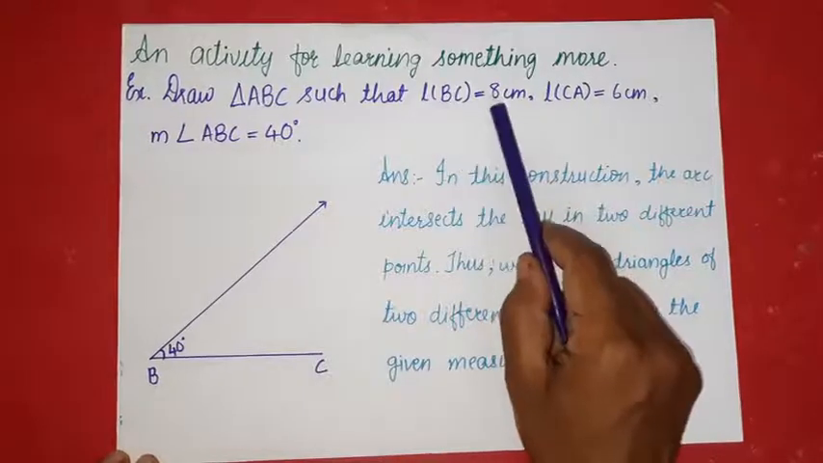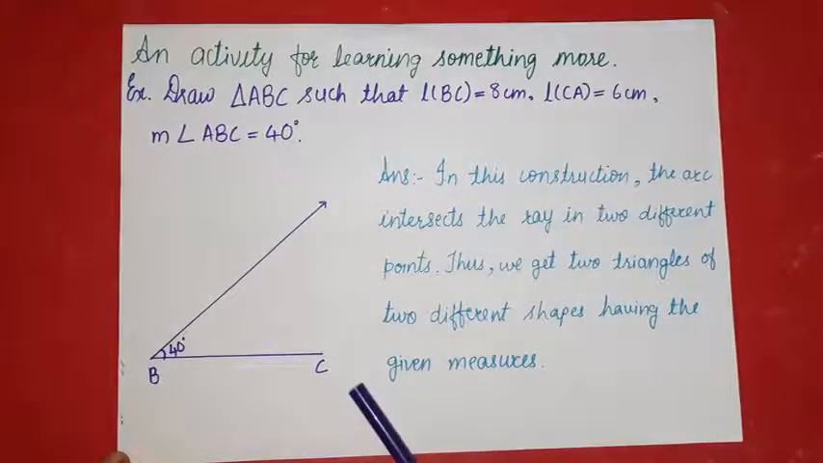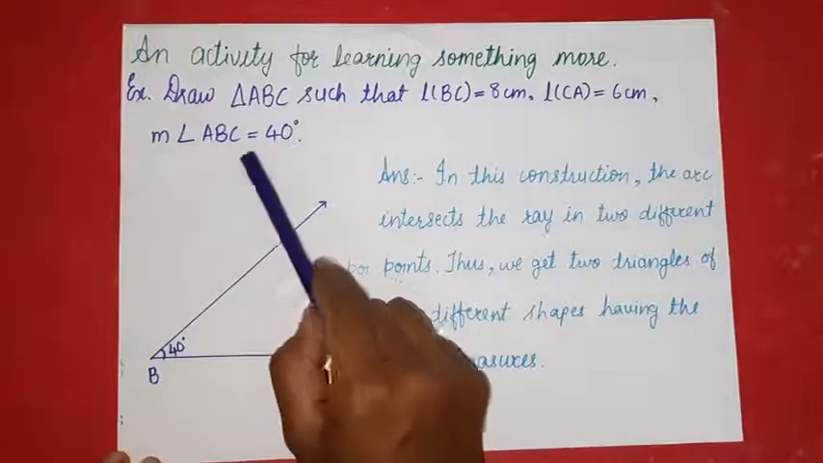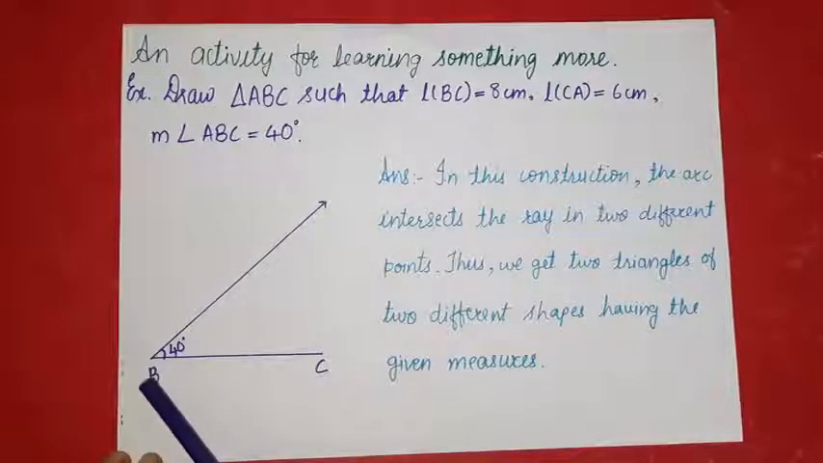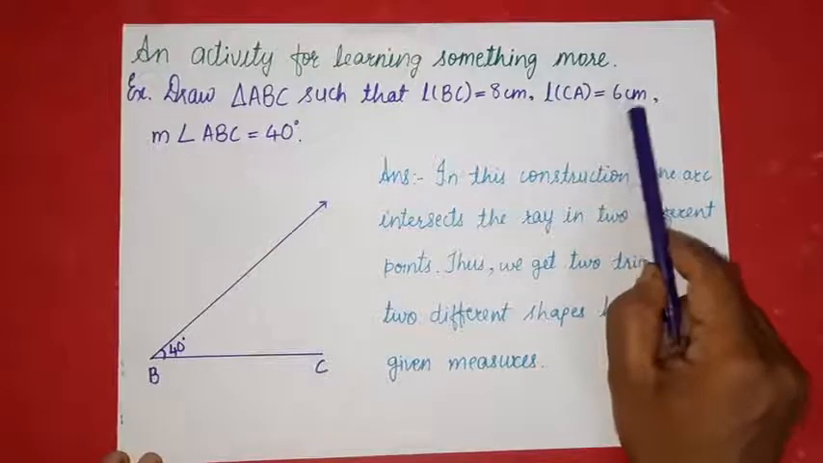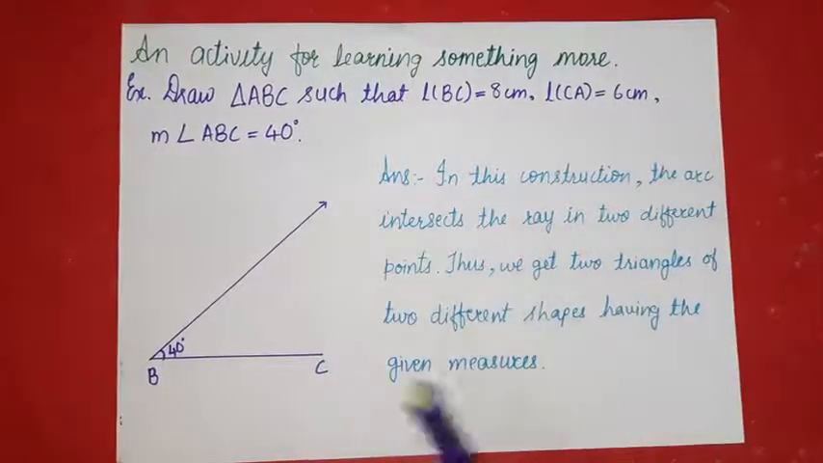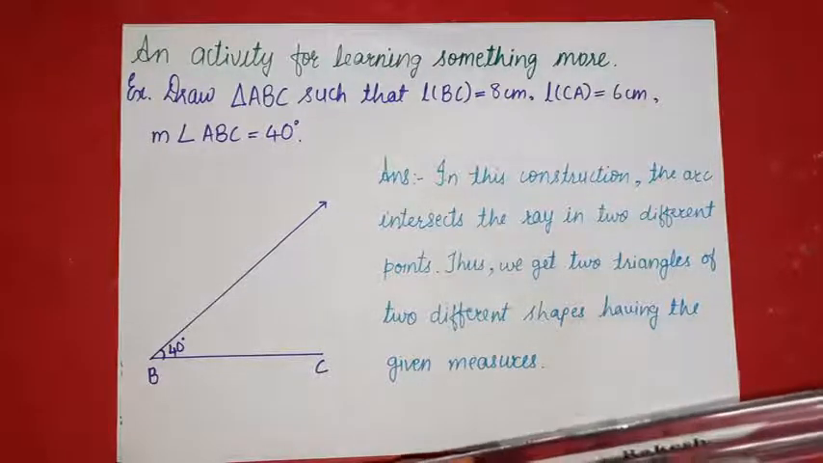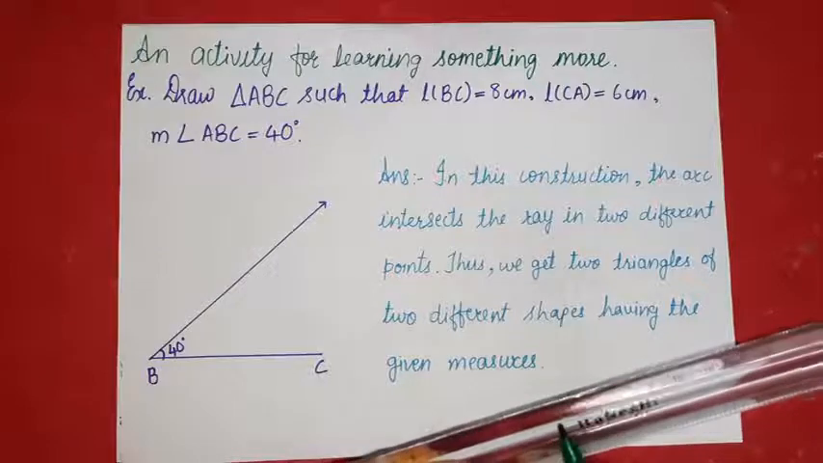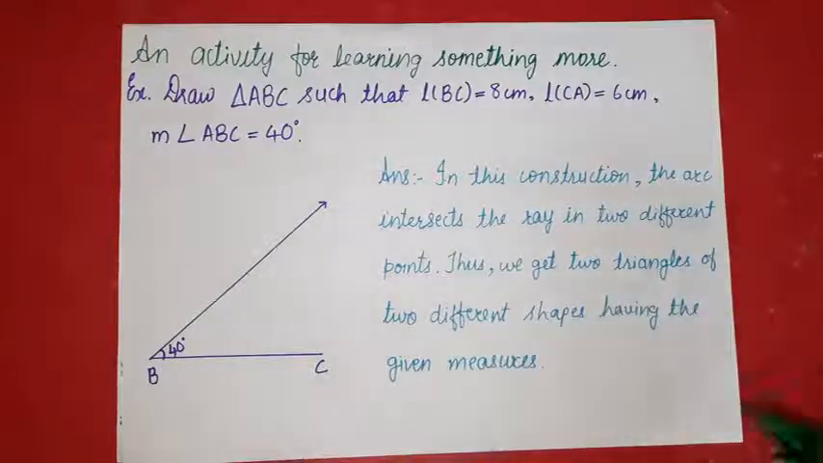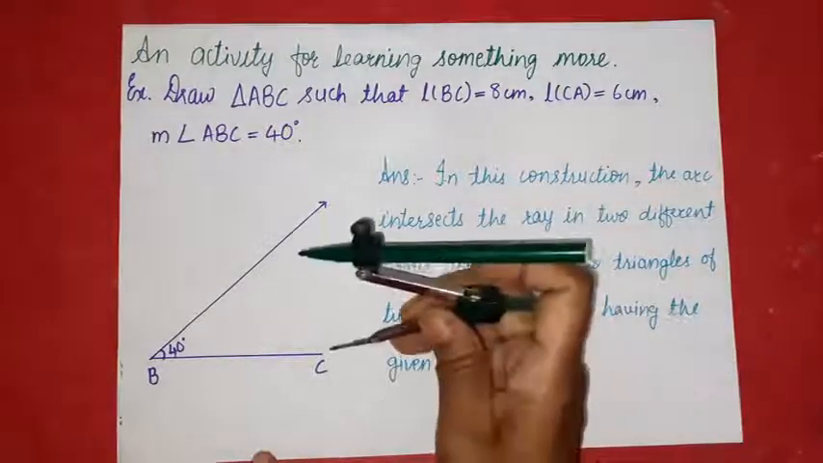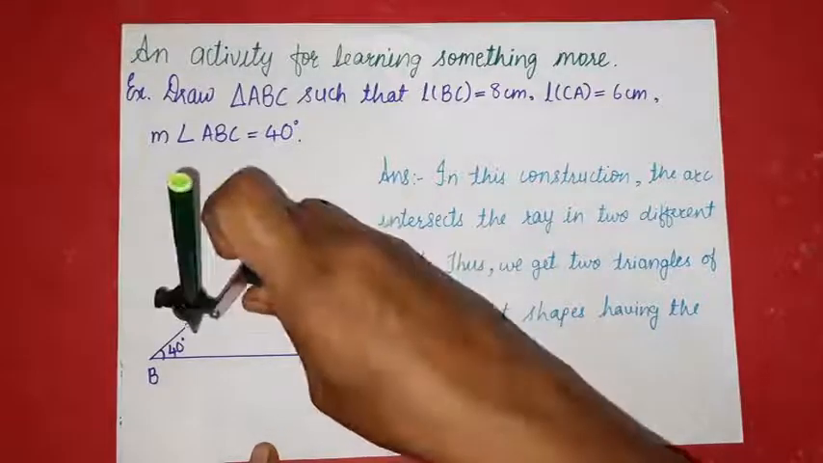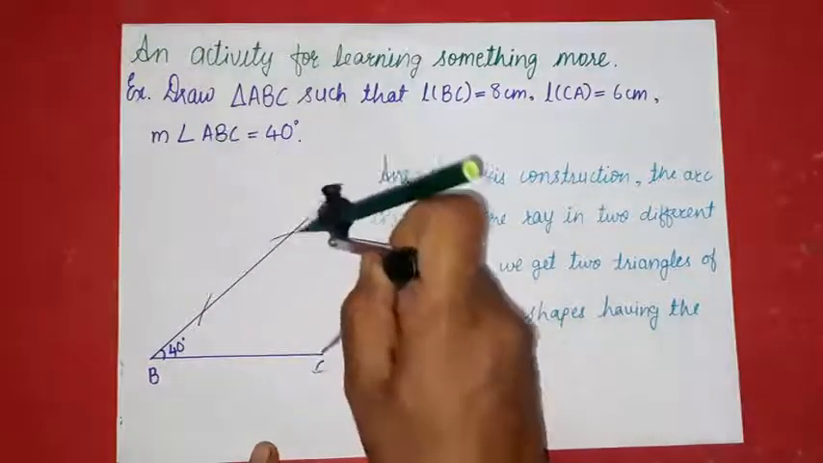So I took the bigger side as the base, that is, segment BC as the base. Now the measure of angle ABC is 40 degrees, so I made an angle of 40 degrees at the vertex B. Now we have to give an arc of 6 centimeter from the vertex C. So we will adjust the compass to 6 centimeter, put the needle end on 0 and bring the pencil end on 6. Now we will put this needle end on C and give the arcs on the ray.